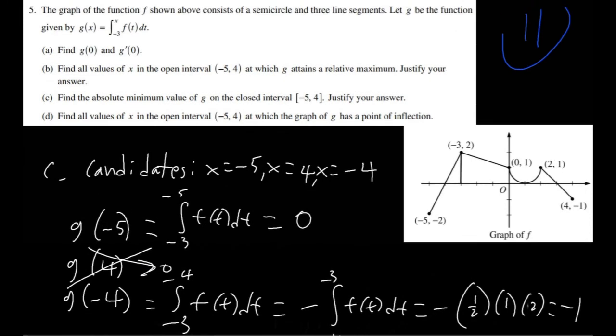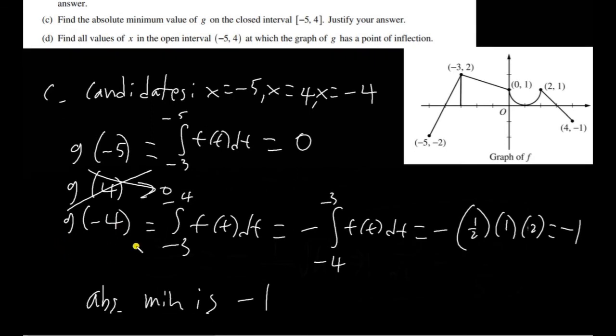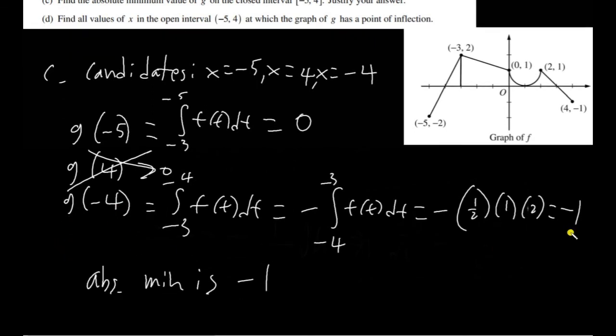So this was 3 points. 1 point for identifying g of -4 as a possible option. Another point for actually finding out that g of -4 is the absolute minimum. And then another point for the explanation of why -1 is the minimum value of g of x.